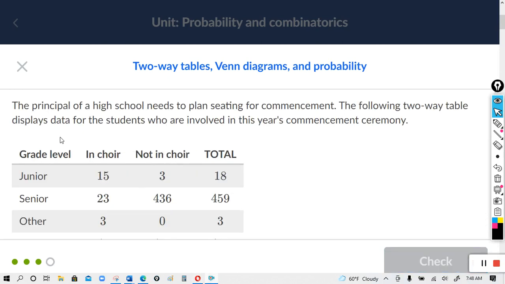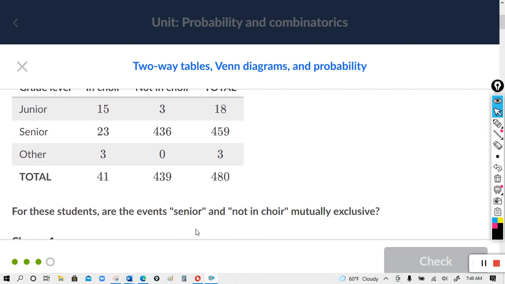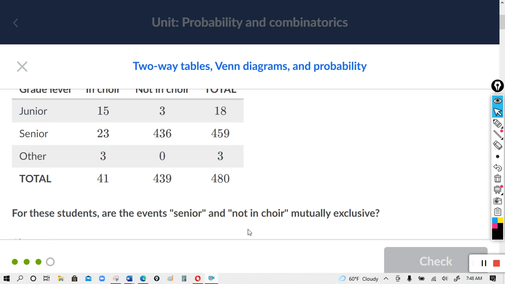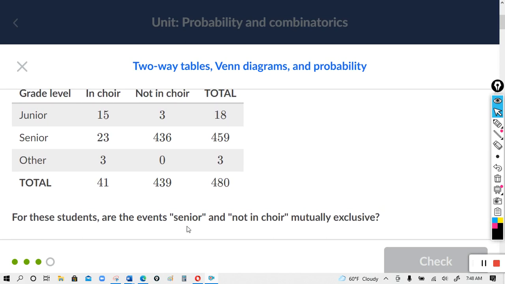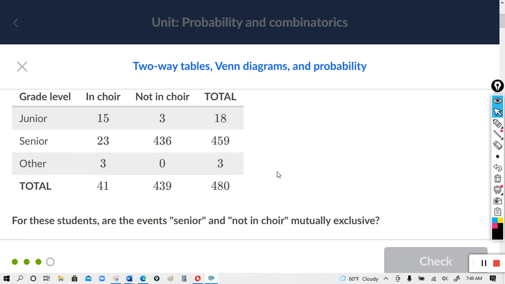All right, the principal of a high school needs to plan seating for commencement. The following two-way table displays data for the students who are involved in this year's commencement ceremony. For these students, are the events senior and not in choir mutually exclusive? Okay, if that were the case, you'd have to have no seniors that are not in the choir. You'd have to have no overlap.